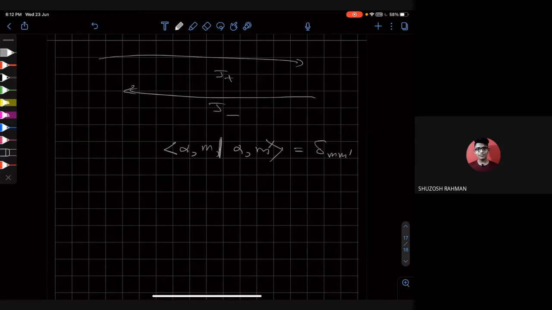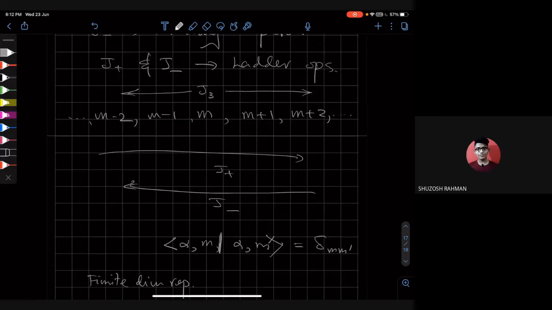The other thing is that because we're looking for a finite dimensional representation, that means that this ladder must terminate somewhere, here and here. It has to terminate on both ends, otherwise it'll be an infinite ladder, and then the vector space would be infinite dimensional, and that is not what we assumed. Okay, so we are going to use that assumption.